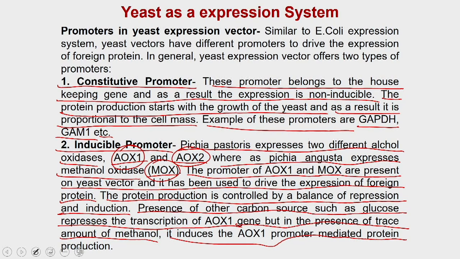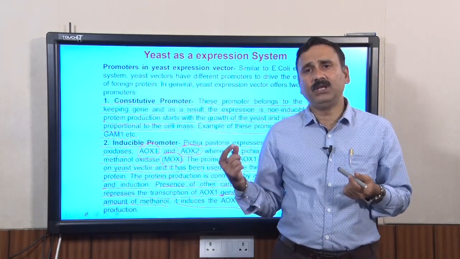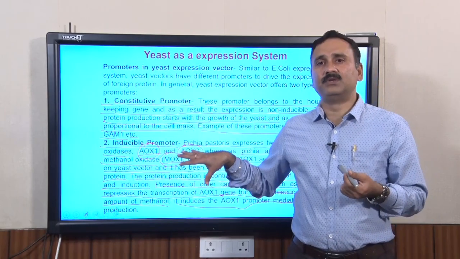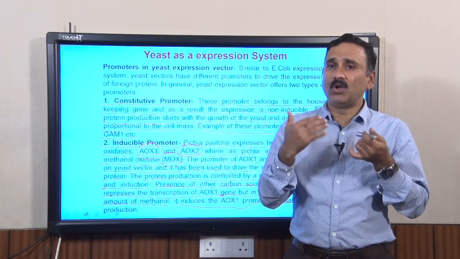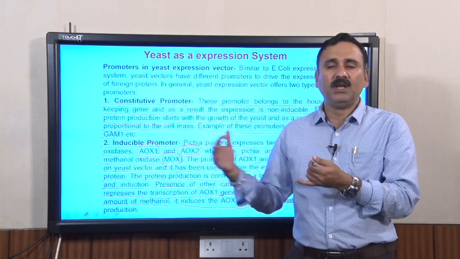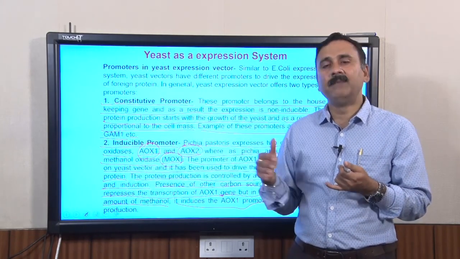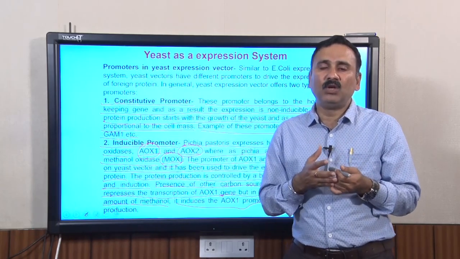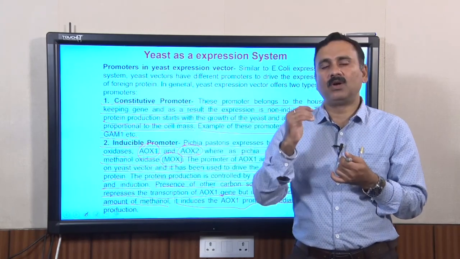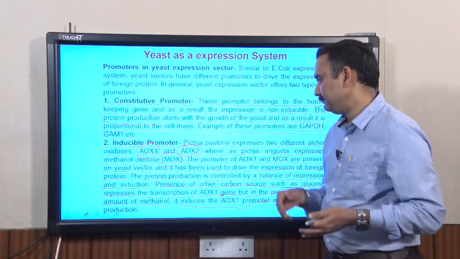So, with an inducible promoter, just like if you remember, very small quantities of lactose give leaky expression in the E. coli system. Similarly, here if you have an alternate carbon source, for example glucose, the yeast is not going to use methanol as a carbon source. Instead, it will use glucose. In those cases, glucose is going to repress the activity of the OX1 promoter. But if you use a tiny amount of methanol, that is going to induce the OX1 promoter, and as a result you will see protein production if you have cloned the protein in front of the OX1 promoter.